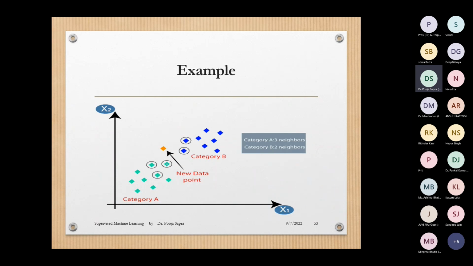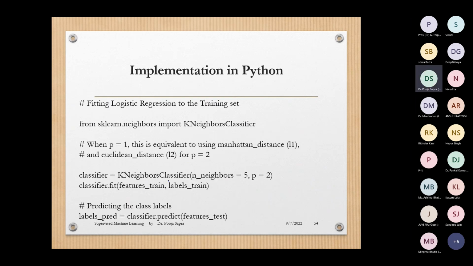For example, here you could see after finding out distance, we could find there are 2 nearest neighbors from category B and 3 nearest neighbors from category A. So what will happen? This point has to go in category A, right? So we are required to implement it, and we can see all other points the same.